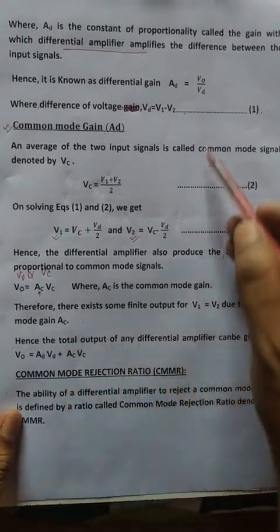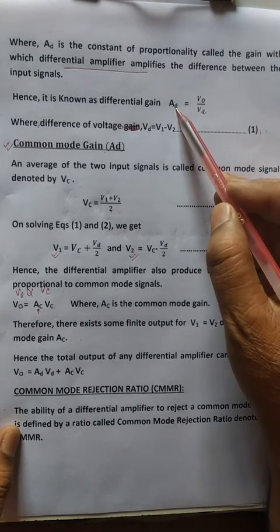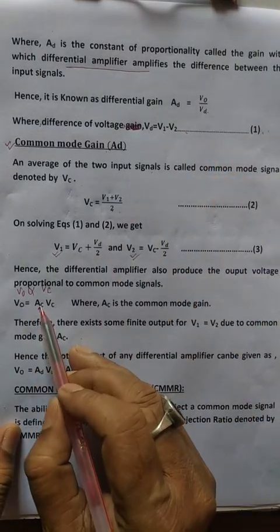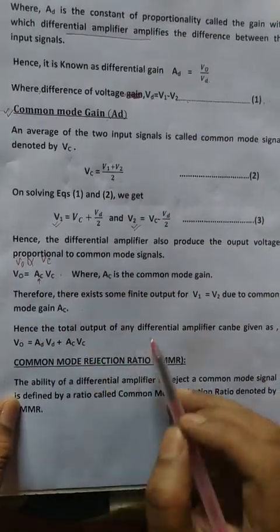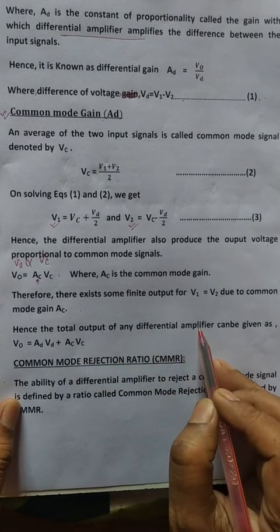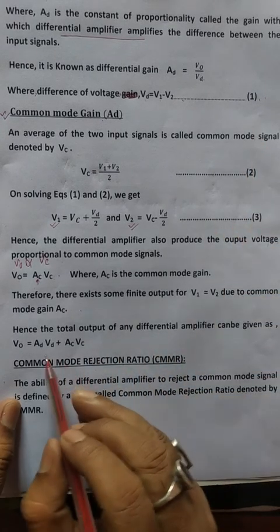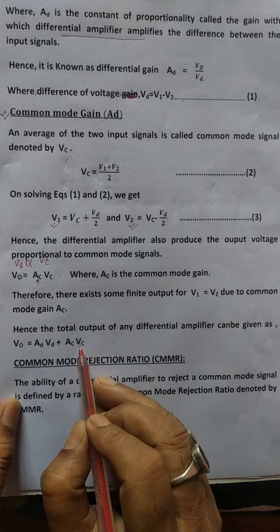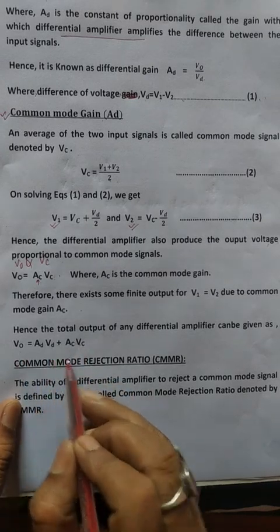Actually, we have discussed AD separately, AC separately. Now we may write that in a differential amplifier, the output may be written as a combination of these two. So VO is equal to AD VD plus AC VC.